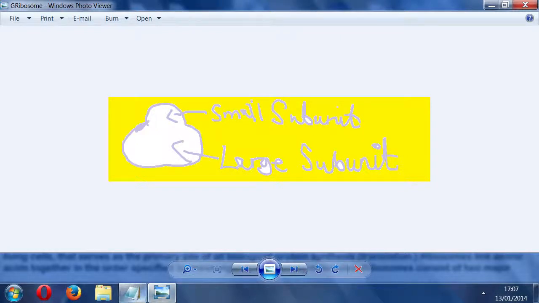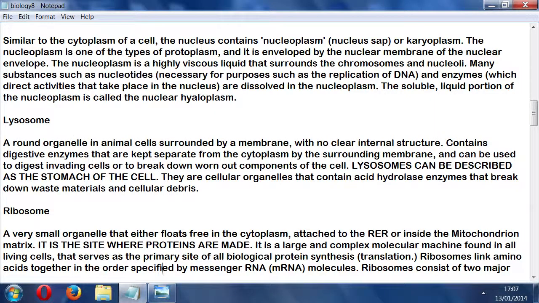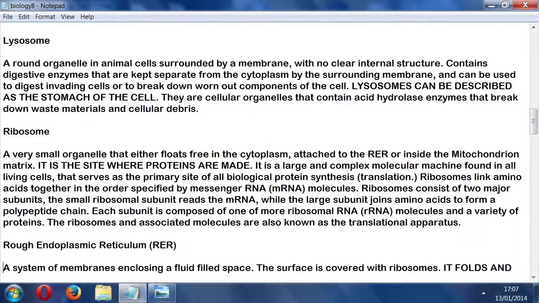So let's now talk about the ribosome. A ribosome is a very small organelle that either floats free in the cytoplasm, is attached to the RER, or is inside the mitochondrial matrix. It is the site where proteins are made. It is a large and complex molecular machine found in all living cells that serves as the primary site of all biological protein synthesis, translation. Ribosomes link amino acids together in the order specified by messenger RNA, mRNA, molecules.